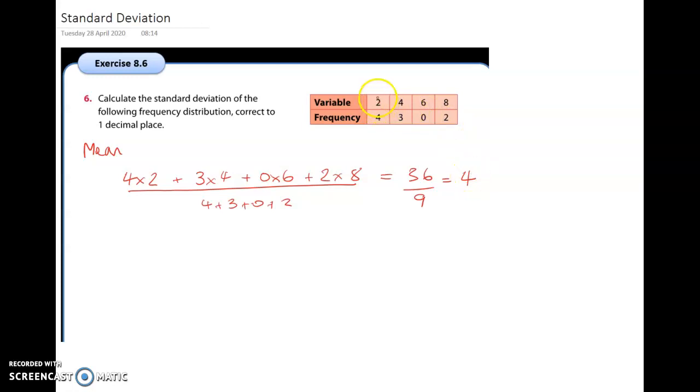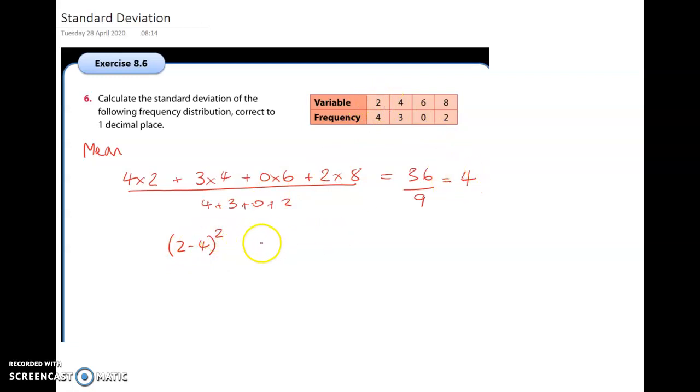So the number 2, how far is it away from 4? Number 4, how far away is it from 4? 6, how far away is 6 from 4? And 8, how far away is 8 from 4? To do that, we're just going to write these out. We're going to say, okay, 2 take away 4. We're just working out the difference between each number and the mean.